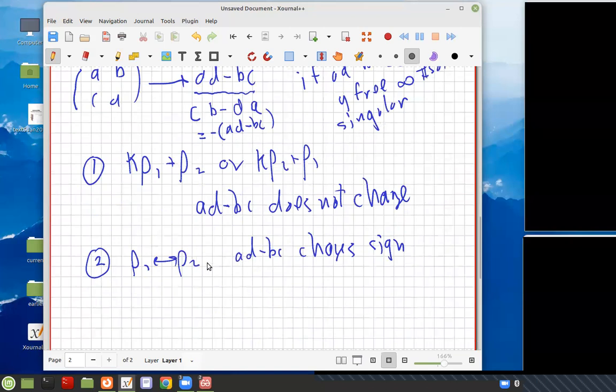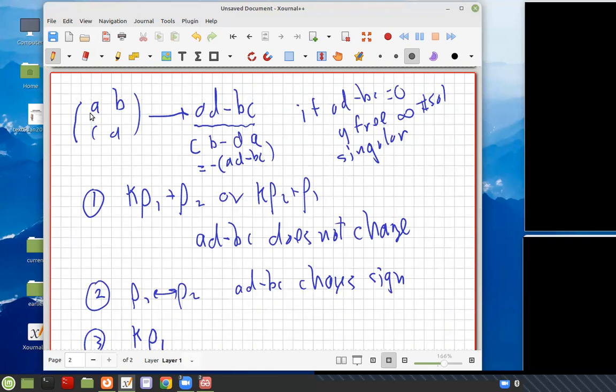It doesn't matter, but we're going to want to say that somehow this thing will change the sign of the determinant. And the third one is, what if I do K times row 1? Well, if I do K row 1, how's that going to change things here? If I look at the K here, A is going to have an extra K here. That's going to change this number to KAD minus KBC, which equals K times (AD minus BC).